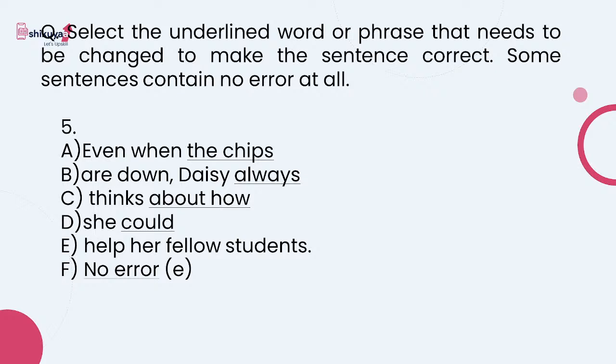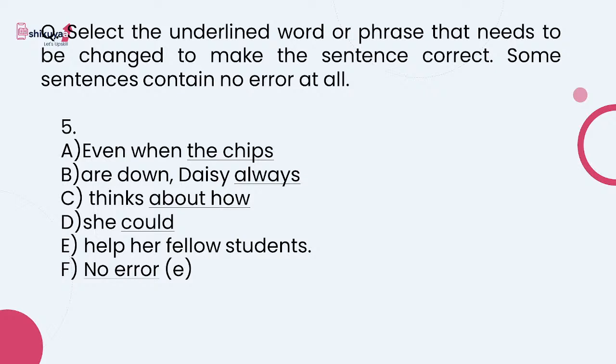Instead of could, we should use the present form of could, that is, can. So she can would be the right answer. That is part D. So there is an error in part D. And part E, help her fellow students. There is also no issue with part E. The order of the words is absolutely correct.